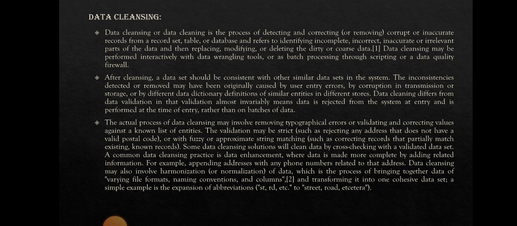A common data cleansing practice is data enhancement, where data is made more complete by adding related information, for example, appending addresses with any phone numbers related to the addresses. Data cleansing may also involve harmonization or normalization of data, which is the process of bringing together data of varying file formats, naming conventions, and columns, and transforming it into one cohesive dataset. A simple example is the expansion of abbreviations such as St., Rd., etc. to street, road, etc.